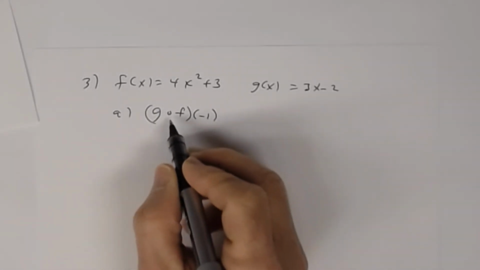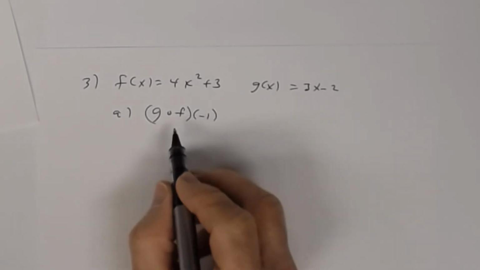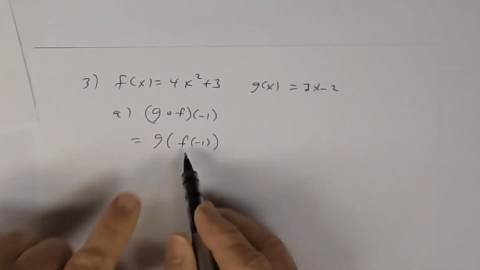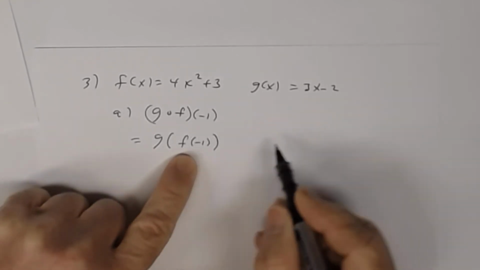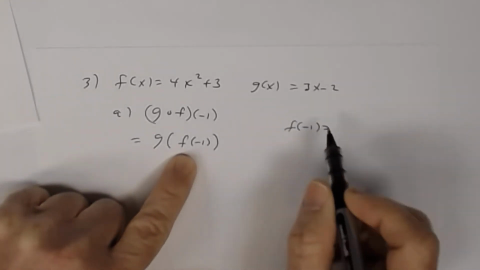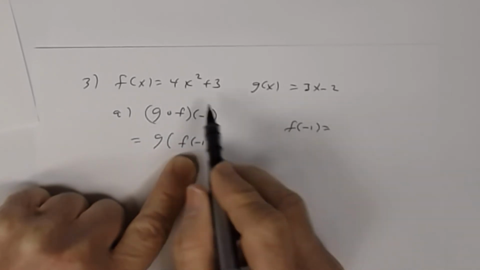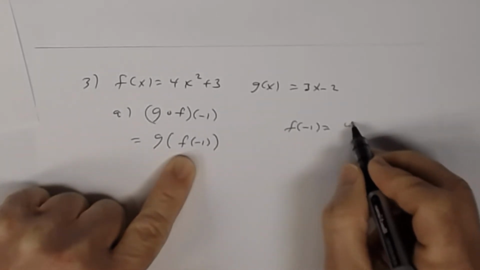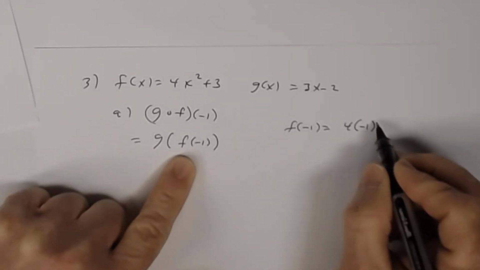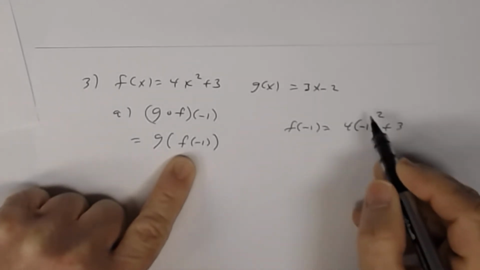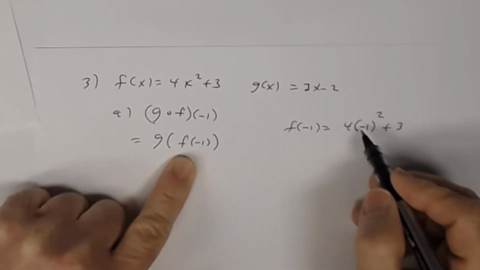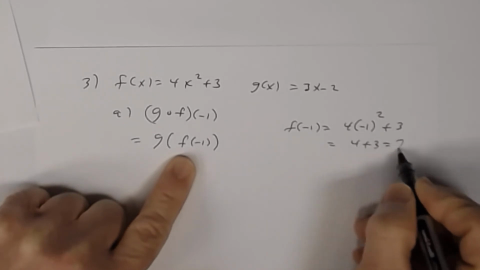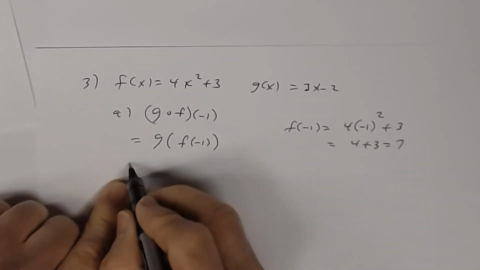So remember, open circle composition. By definition, this means g of f of negative 1. We now know we got to do that inside first. So we got to find f of negative 1. Make sure you go to the correct function. You got to go to the function f. So wherever you see the variable x, I'm going to substitute negative 1. So you got 4 times, make sure you put that in parentheses, negative 1 squared plus 3. And remember, negative 1 times itself is a positive 1. 1 times 4 is 4. So I get 4 plus 3, which is 7. So f of negative 1 is 7.